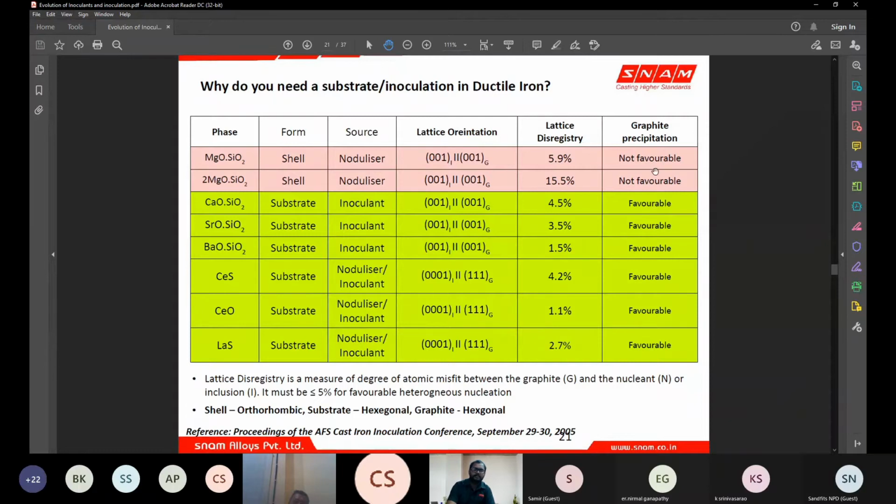If you have unfavorable conditions, the carbon coming out will again combine with any other elements present there. It will get converted into combined carbon. So you start losing the effect of having free carbon. So this is the reason why we need special elements like calcium, strontium, barium.